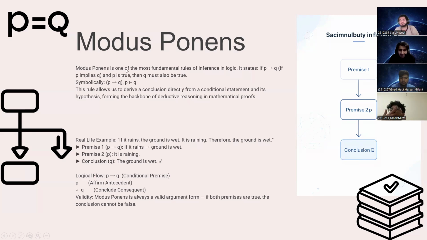To understand this better, let's look at the example given here. If it rains, then the ground becomes wet. We know that it is raining, therefore we can conclude that the ground is wet. So this is basically modus ponens.